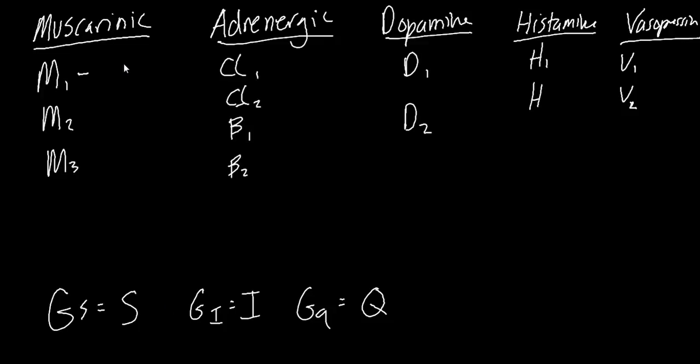So M1, like I said, was GQ, it's going to be a Q. M2 is going to be I, and this is going to be an S. Oh, my apologies. You're probably thinking, what is he doing? Teaching you wrong already. Q, my apology. QIQ, okay?